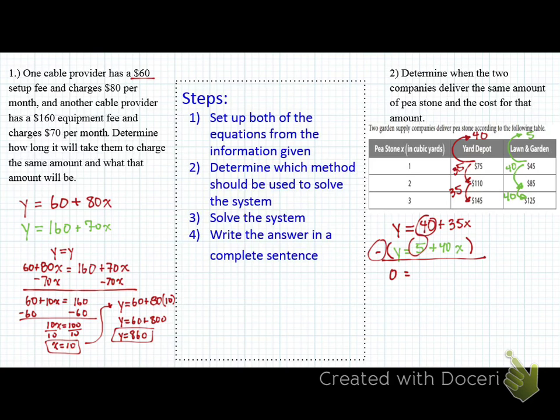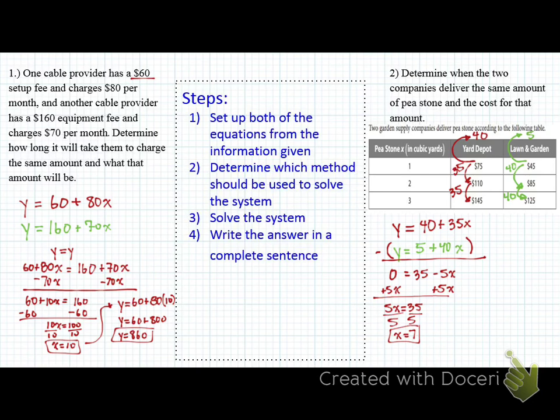40 minus 5 is 35. Good. 35x minus 40x is... What's that? Negative 5x. Good. So we're going to add 5x to both sides. So we got 5x is equal to 35. Divide both sides by 5. So you got x is equal to 7. Okay? And there's your answer for the x, which represents how many cubic yards.